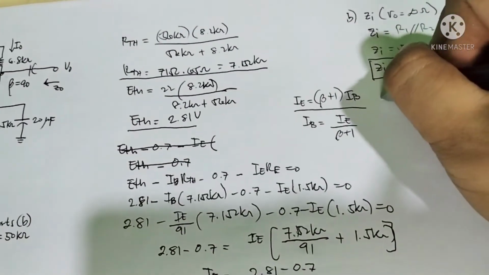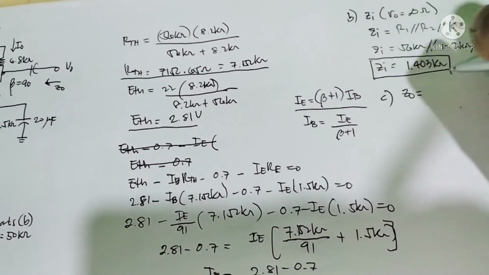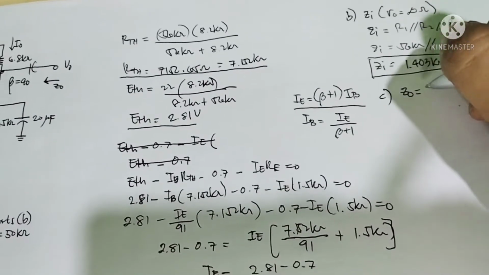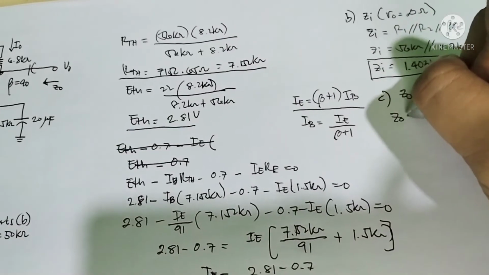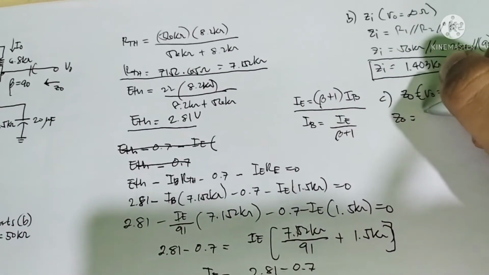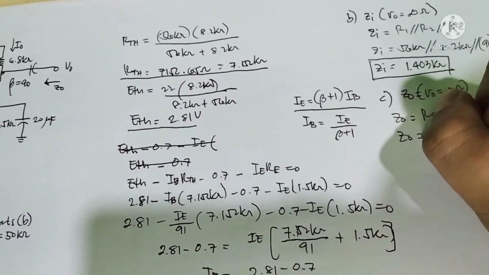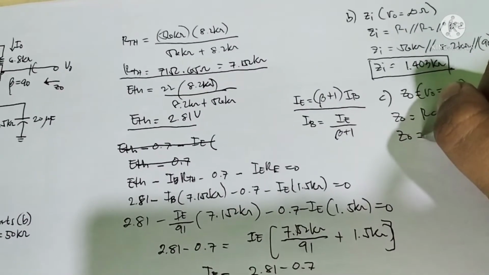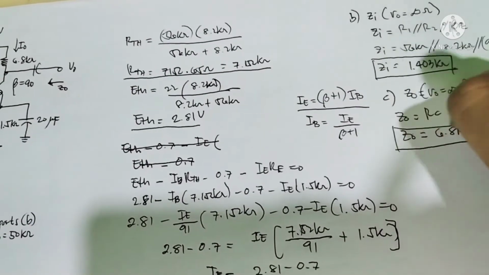The output impedance is, since RO is infinite, RO is equal to infinity ohms. So we can use Z out is just equal to RC. So Z out is equal to RC, so this is 6.8 kilo ohms.